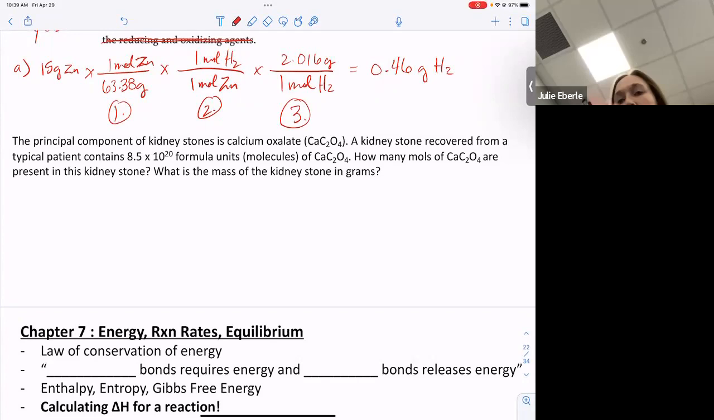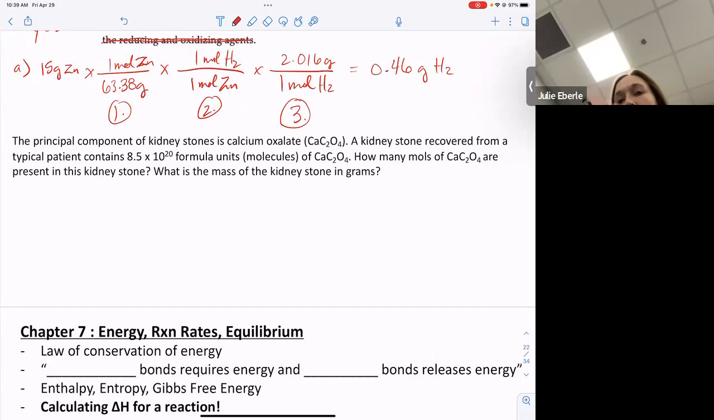It's calcium oxalate. Okay. So have you ever seen a picture of a kidney stone? It's really hard. So you can imagine that's calcium oxalate. A kidney stone recovered from a typical patient contains 8.5 × 10²⁴ formula units. That should say molecules, but that was the wording from the textbook. So it's got that many molecules of calcium oxalate. How many moles of calcium oxalate are present in this kidney stone?